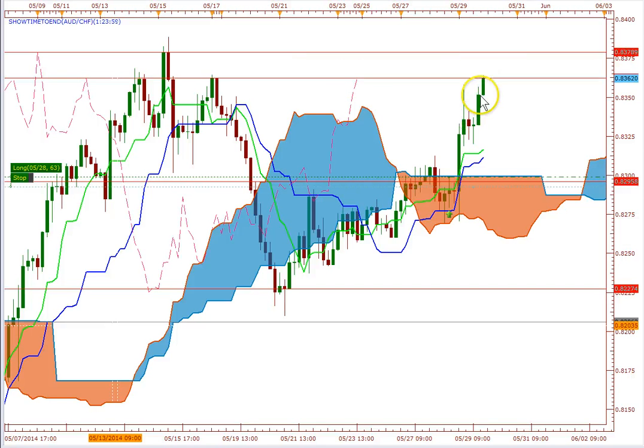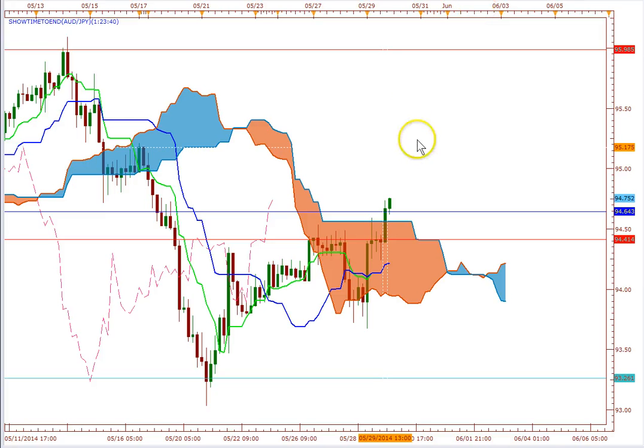If I get through this level and then find support up here, oh, I feel really good, because then I have a support level underneath of me. Right now, I don't have anything underneath of me here until way down here. So price can retrace pretty far down. But if we get up above that level here and then find support below us, that's what we really want. Again, the Aussie yen, be patient here.